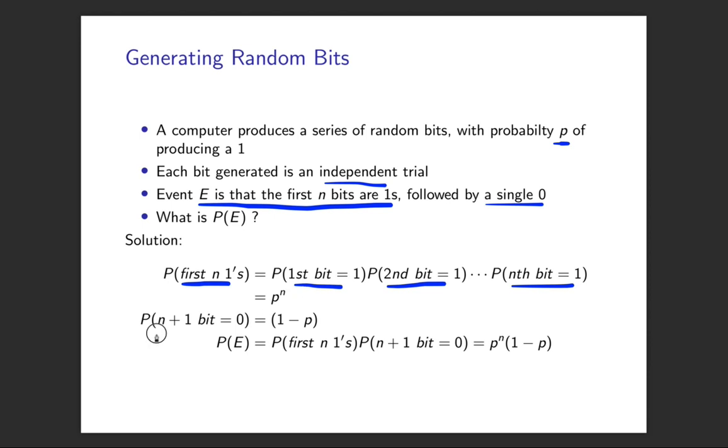And then the probability that the n plus 1th bit is 0 is just 1 minus p. It doesn't depend on what happened before. And so the probability of E, the probability of n 1s followed by a 0, is just p to the n times 1 minus p. And so these kinds of calculations that would otherwise be quite hard become really very easy. Let's look at some other examples.